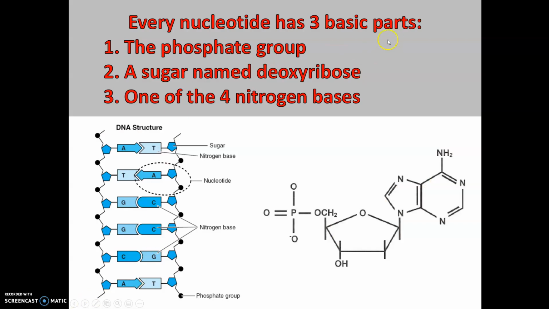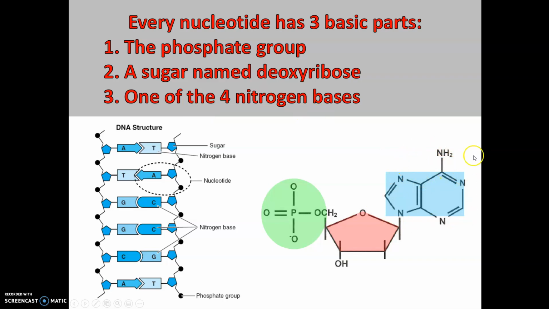So every nucleotide will have three basic parts: a phosphate group, and that's represented here, it's PO4, and a lot of times will be represented as a circle or a dot in models or drawings of a DNA structure or RNA. Then we have a sugar unit named deoxyribose, and that's technically a carb, so we do have carbs embedded into our DNA, but you don't really need to focus on that right now. And then the really important part is one of four nitrogen bases.